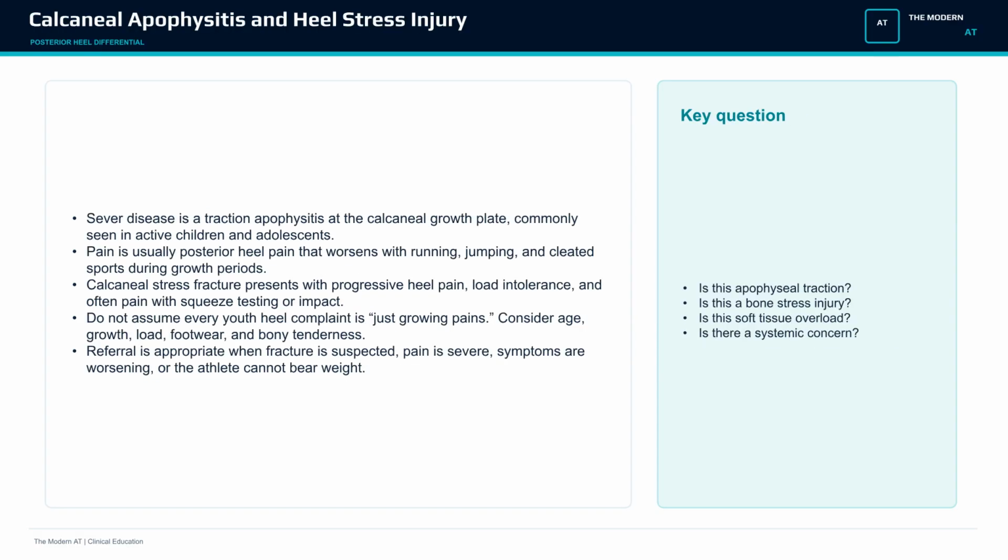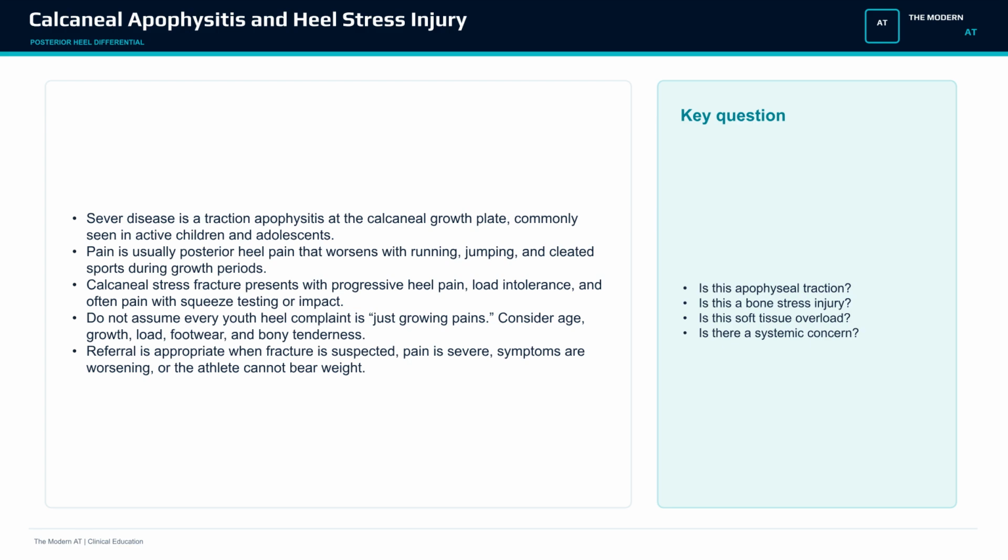Posterior heel pain in a youth athlete should raise the possibility of calcaneal apophysitis, or Sever disease. This is traction irritation at the calcaneal growth plate, often during growth periods with running, jumping, and cleated sports. Ask about growth, load, footwear, surface, and sport demands.